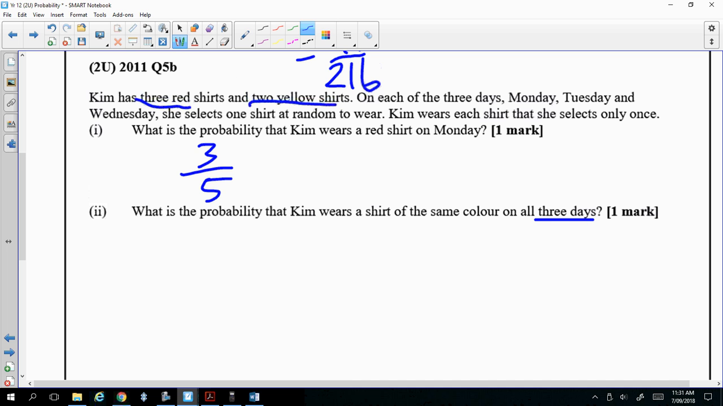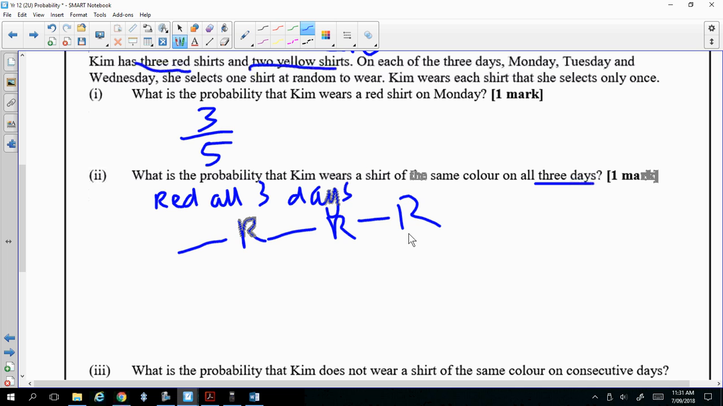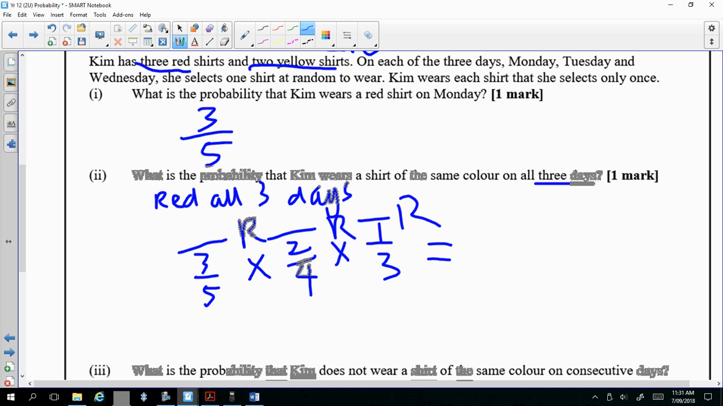So you probably don't need a tree diagram because it's going to be R, R, R when you draw it. It's going to be red on the first day. Now remember, it's no replacement. It will be 2 out of 4 on the next day for red, and 1 out of 3 on the third day. And you multiply them all together. Get the idea? If you use your calculator, or do it by hand, cancel, that's a half. So you get 1 out of 10. You all got that? Good.